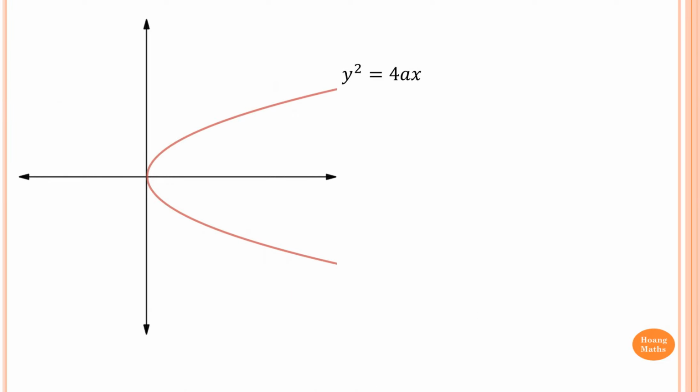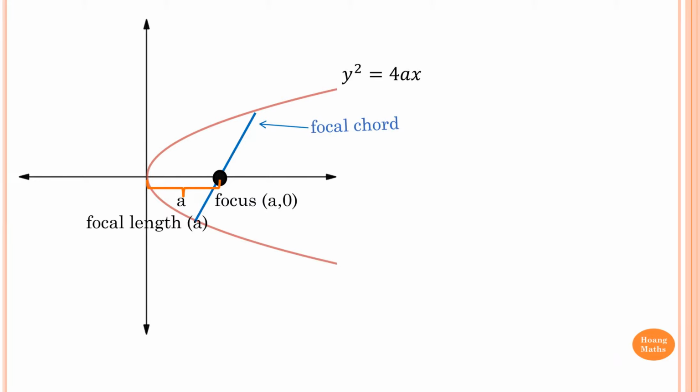y squared equal to 4ax is a sideways parabola. So this point, a fixed point, is the focus, (a, 0). The distance from the vertex to the focus is a, which is called the focal length. And a chord passing through the focus point we call a focal chord.